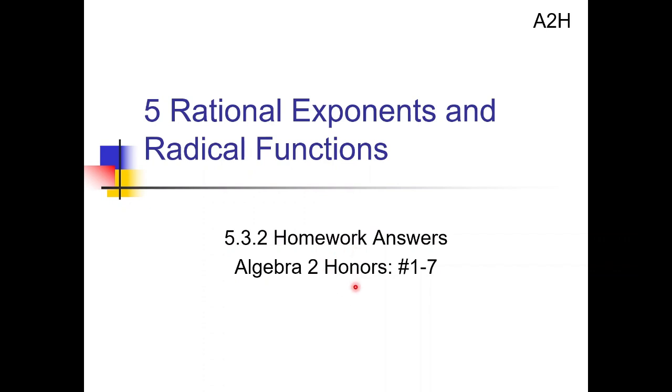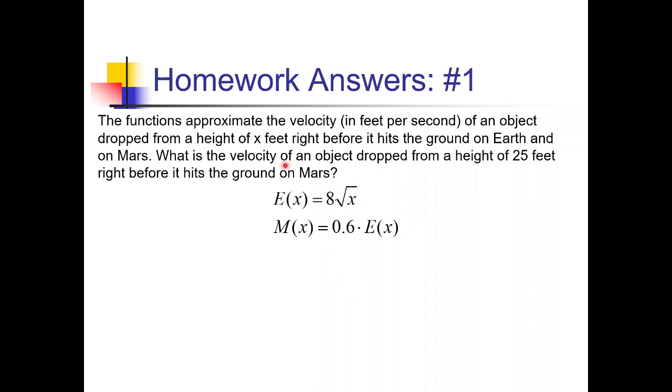In this one, we'll see some of the extra things we can do with graphing radical functions, like making other shapes out of them. For this first problem, we have these two functions below that approximate the velocity of an object dropped from a height of x feet right before it hits the ground on Earth and Mars. Based off of these formulas, they want to know the velocity of an object dropped from 25 feet right before it hits the ground on Mars.